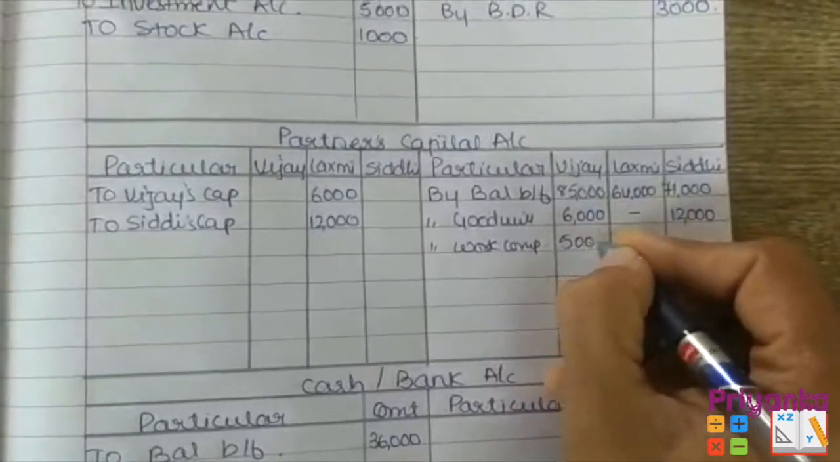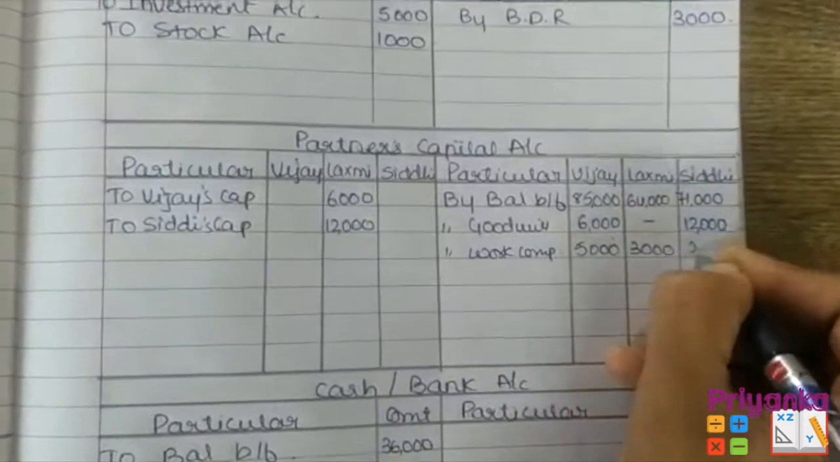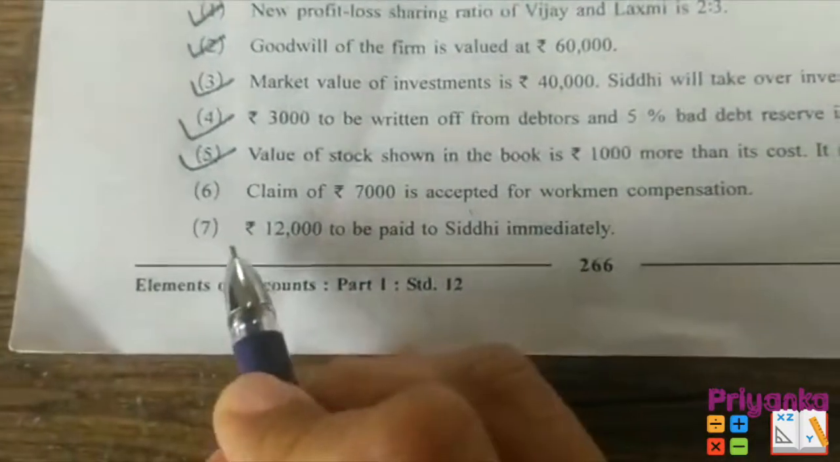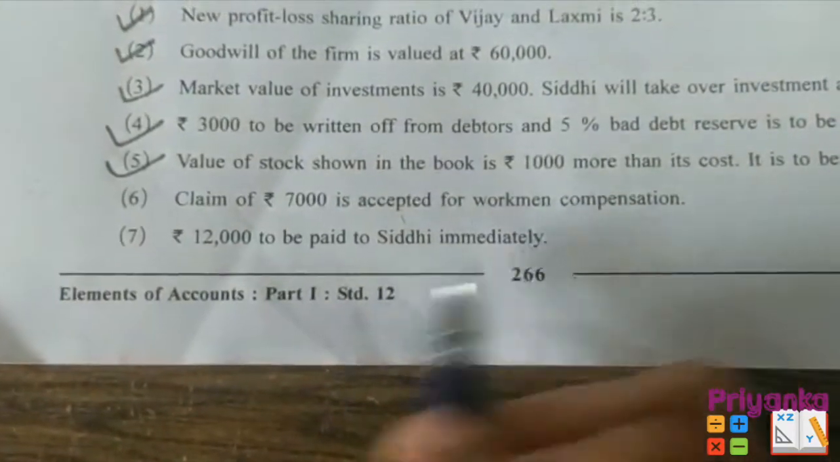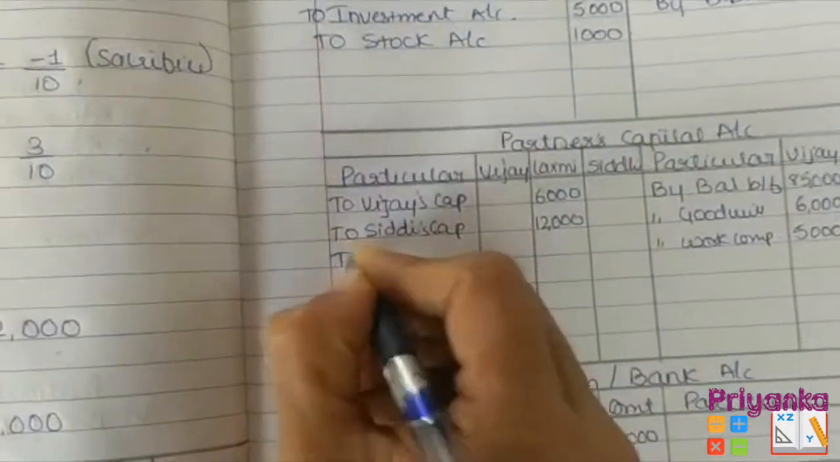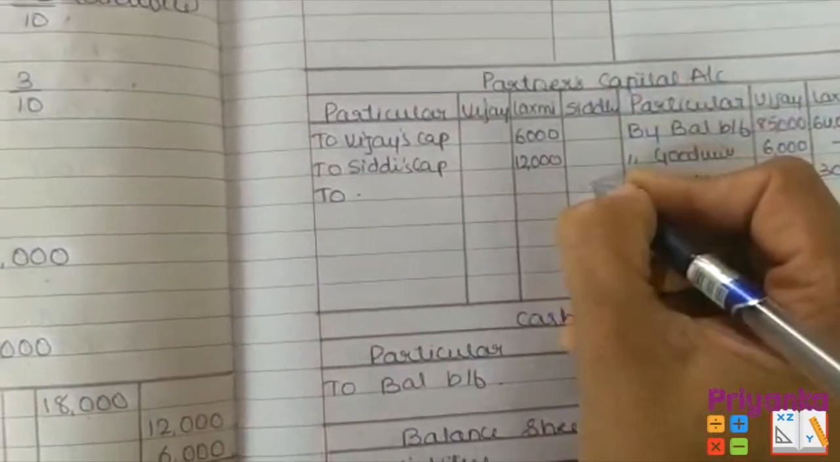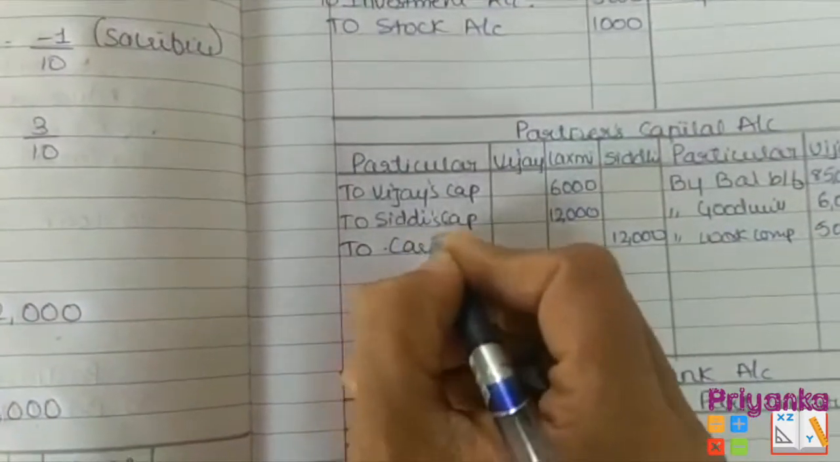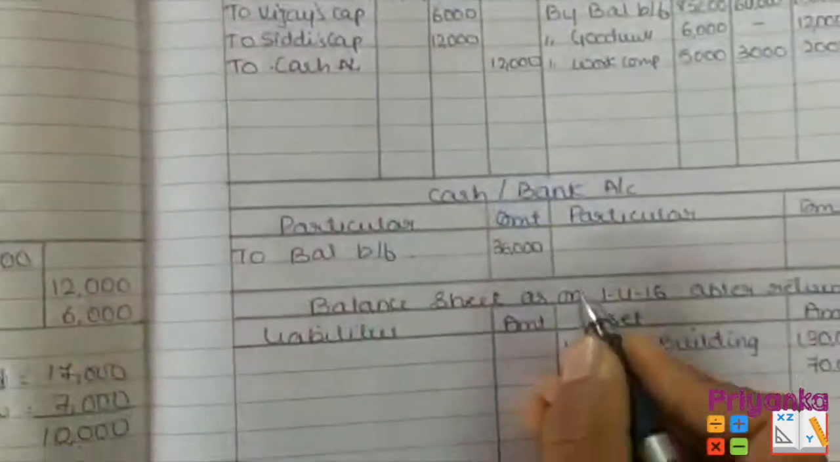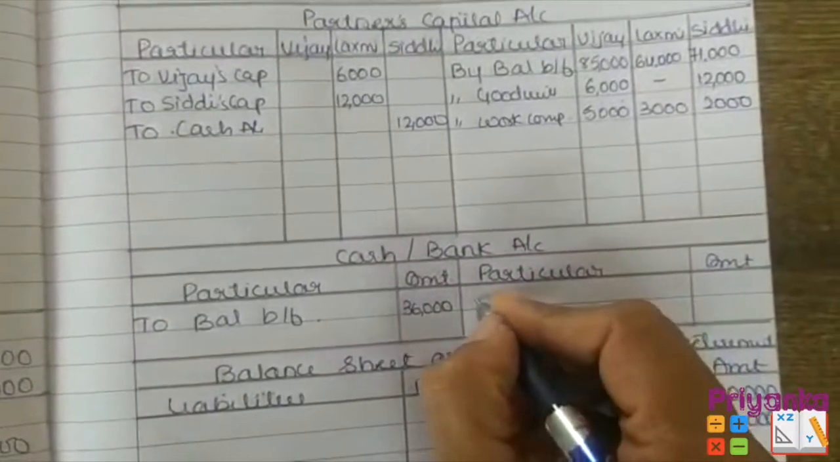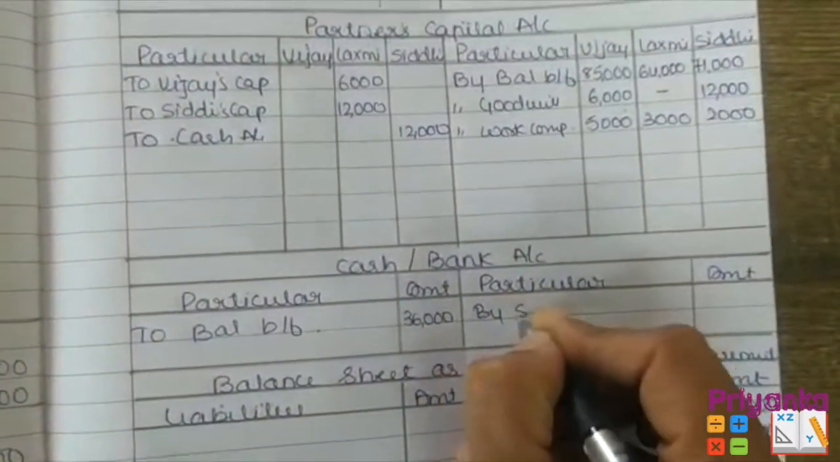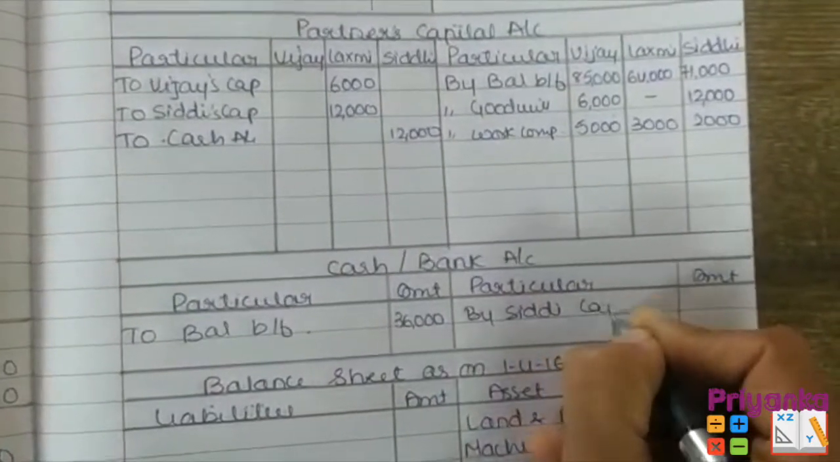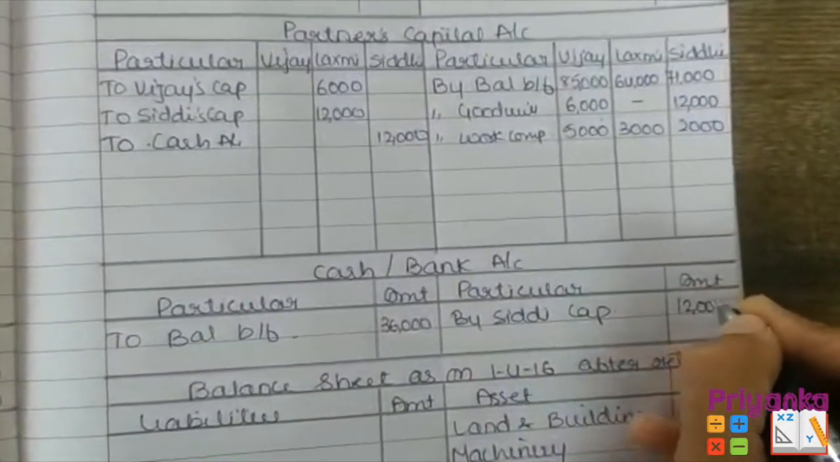If you calculate as per their ratio, this will be the amount distributed between the partners. Then at the end 12,000 is to be paid to Siddhi immediately. Now this is paid, so cash will be given. So here in the Siddhi column we'll write 12,000 and write that we are going to pay cash, and in the cash account we'll write Siddhi's capital 12,000. Money goes out with the amount 12,000.